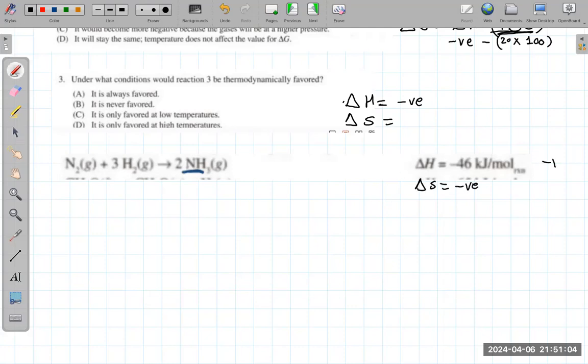So we have a negative delta S and negative delta H. What will be the conditions here? It's favored at low temperatures. So it's favored only at low temperatures when you have negative delta H and negative delta S. Okay, the fourth one is asking under which conditions? No, this is done.